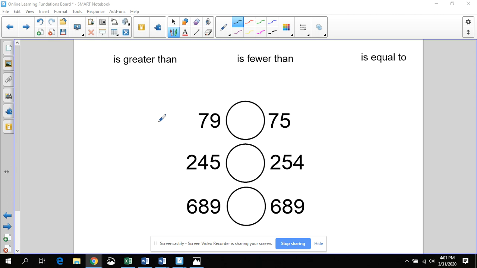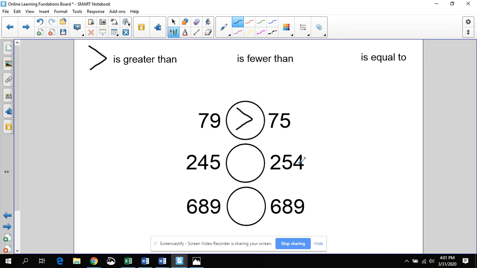Today we're going to be comparing numbers that are in the hundreds. When we do a comparison, we read left to right like in a book, and if the number on the left is greater than the number on the right, we draw the greater than sign. Remember, it's like a mouth, and the mouth wants to eat the bigger number. So 79 is greater than 75, so the mouth wants to eat the 79.